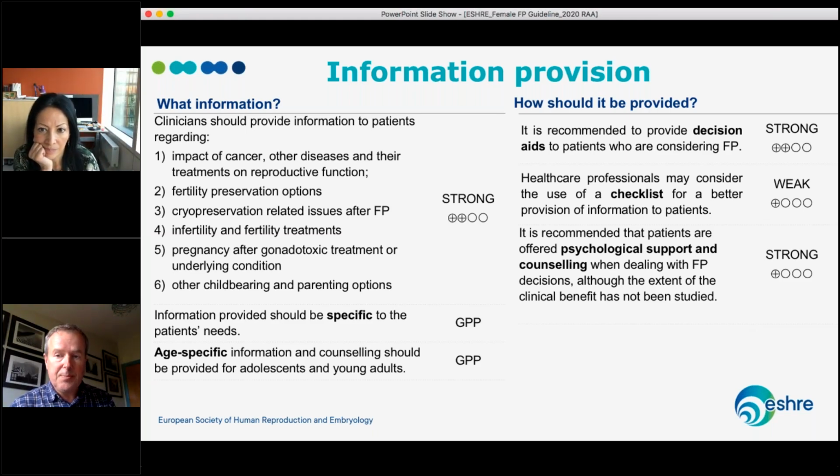We felt that a checklist might be useful, and we did feel very strongly and made a strong recommendation that psychological support and counselling are going to be very important for many of these patient groups, but it has to be admitted that the extent of benefit of that has not been robustly studied and is a key area for future research.